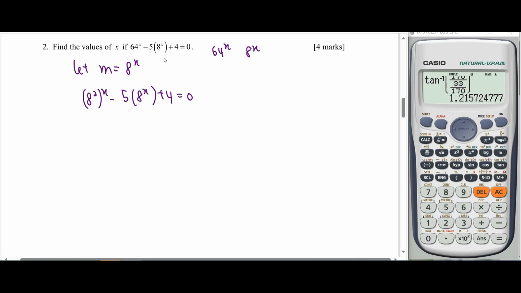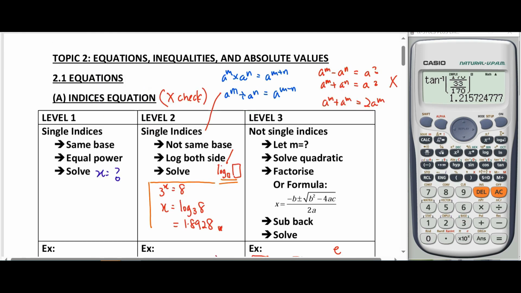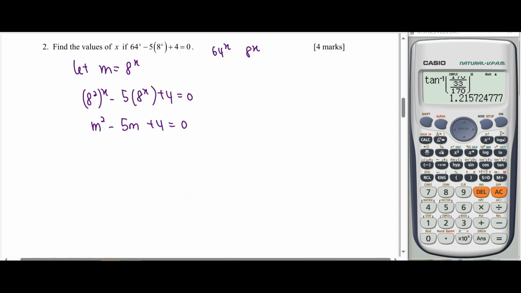so that we can let this be m squared minus 5m plus 4 equals 0. When we get a quadratic, we factorize and find m, then we substitute back the index that we let just now. Then we can solve, meaning we can find the unknown x here. So we factorize. We have m equals 1 and m equals 4. So what is our m here? Substitute back, which is 8 power of x.